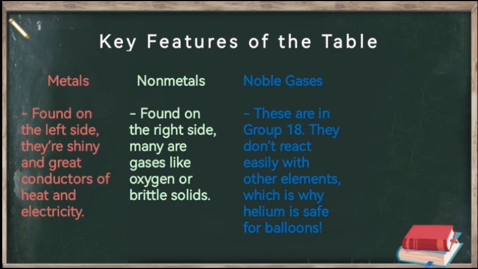Key features of the table. Here are some important parts of the periodic table. Metals, found on the left side. They're shiny and great conductors of heat and electricity. Nonmetals, found on the right side. Many are gases, like oxygen, or brittle solids. Noble gases. These are in Group 18. They don't react easily with other elements, which is why helium is safe for balloons.